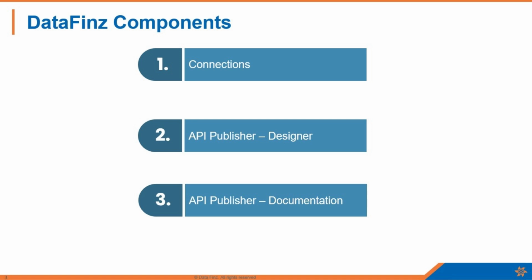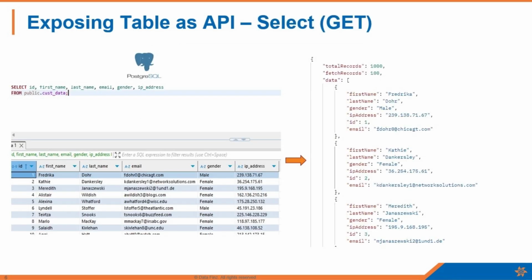settings effortlessly. From various data sources, API Publisher has the ability to build APIs on top of tables, views, custom SQL, and stored procedures. DataFinz enables seamless no-code data retrieval by exposing tables as APIs supporting the GET method. This allows users to efficiently fetch records through API requests, ensuring quick, secure, and structured data access, all without writing a single line of code.